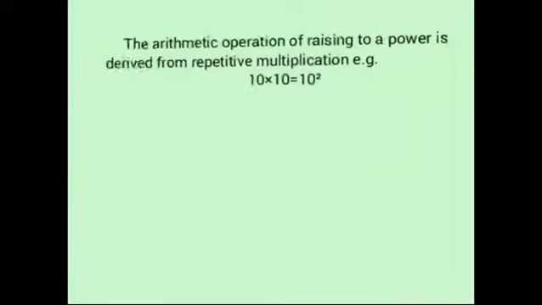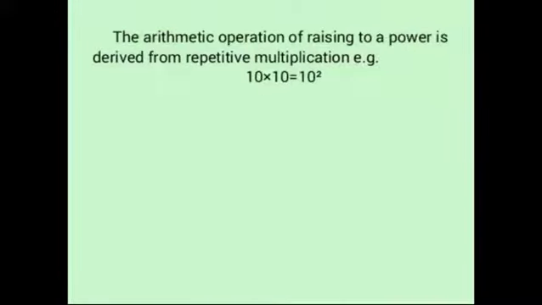So coming back to indices, we come to the introduction of indices. You can say that the arithmetic operation of raising to a power is derived from repetitive multiplication. Now, what is repetitive multiplication? It involves multiplying a number by itself. For example, 10 times 10 equals 10 raised to the power of 2, or 10 squared. So this 2 is showing that 10 is being multiplied by 10 again.